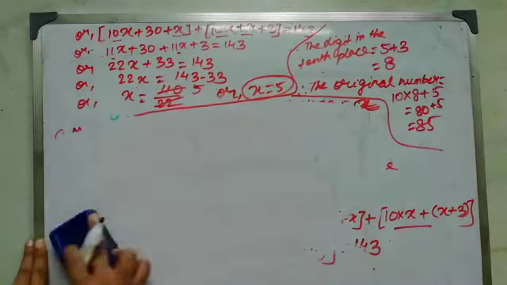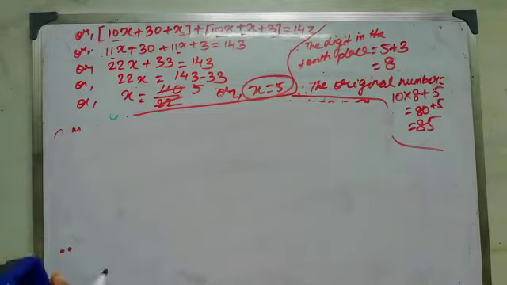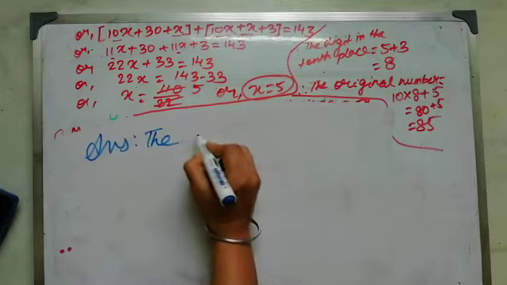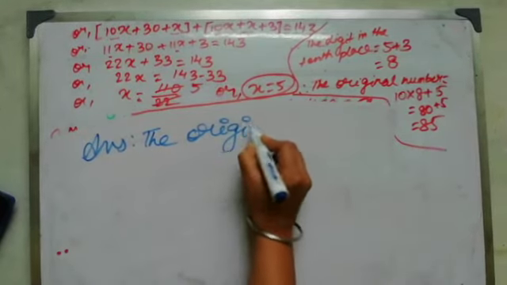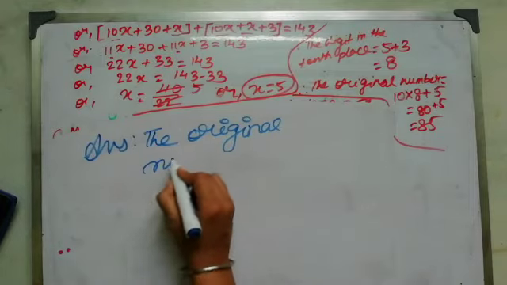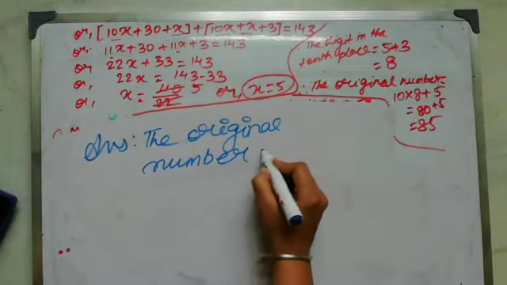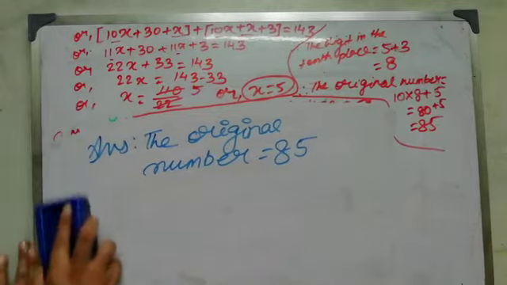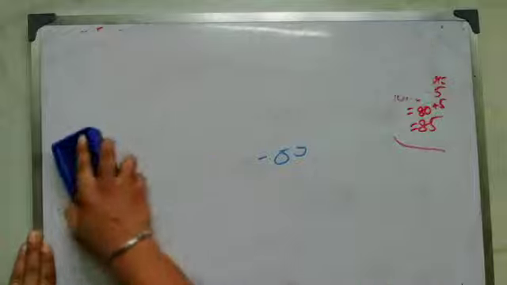Let's erase everything. So the answer will be: the original number is equal to 85. See students, the digits have a difference of 3, right? So it is fulfilling the conditions given in the question. Clear? Now we will move to the last sum of today's class.